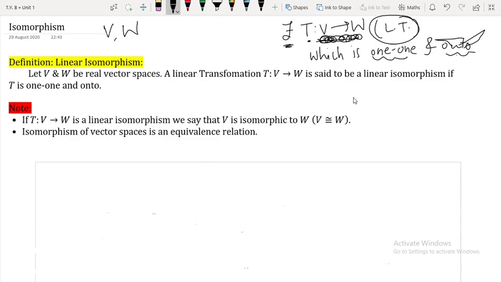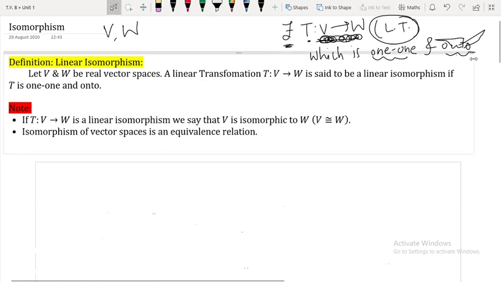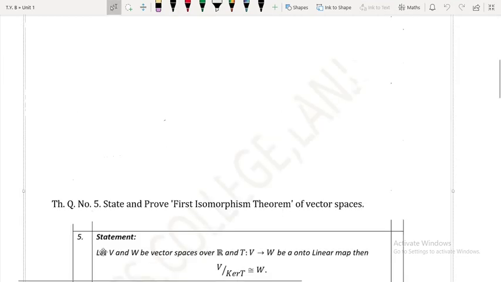So whatever theory question we are going to discuss now is a very famous theory question, and it is the first isomorphism theorem of vector spaces. Today we are going to prove theory question number 5, that is, the first isomorphism theorem for vector spaces. Now let us go for the statement. Given two vector spaces V and W and a linear transformation T from V to W, note that the linear transformation should be onto, then V mod kernel of T is isomorphic to W.